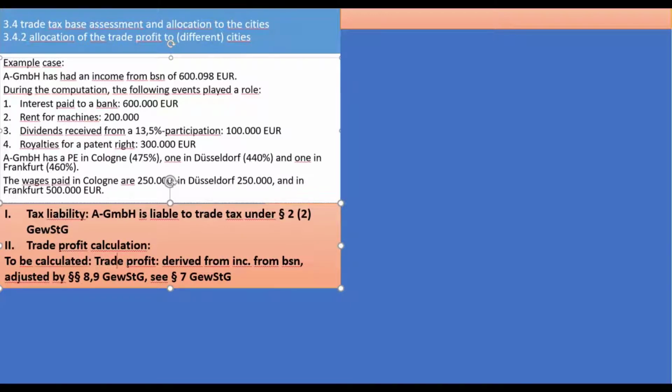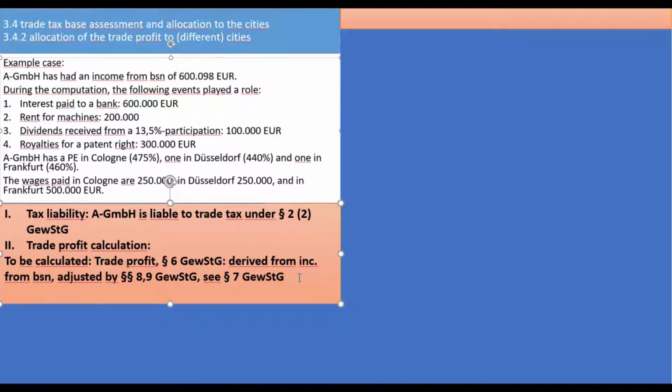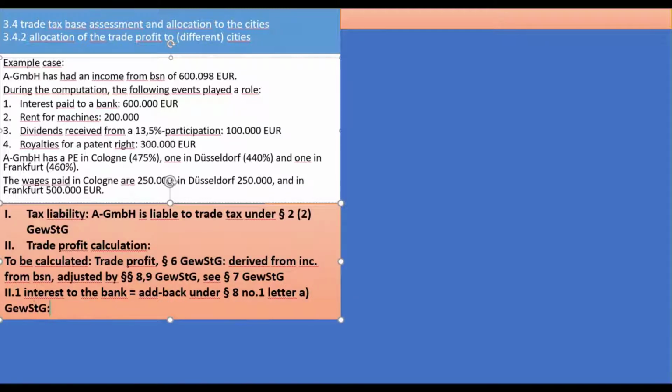Trade tax, trade profit. That is set by paragraph 6, Trade Tax Act, and then 7 says how you calculate it. So here you can get some additional points or minor points. And now we start. The interest to the bank, that's an add back under paragraph 8, number 1, letter A, Trade Tax Act. Look it up, please. It's fully added back, 600,000.